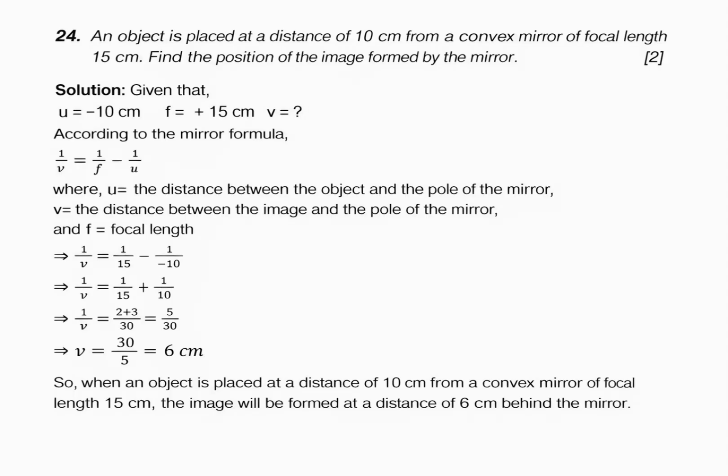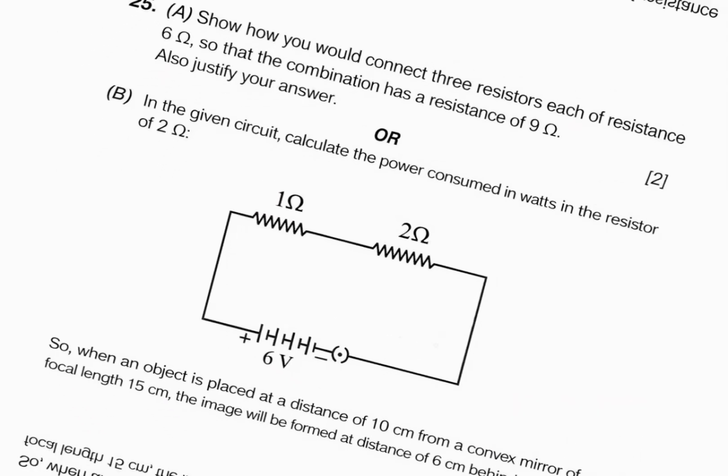So when an object is placed at a distance of 10 centimeter from the convex mirror of focal length 15 centimeter, the image will be formed at a distance of 6 centimeter behind the mirror. Since a convex mirror always forms a virtual image, the image distance is positive. Okay, let us move on to the next question.